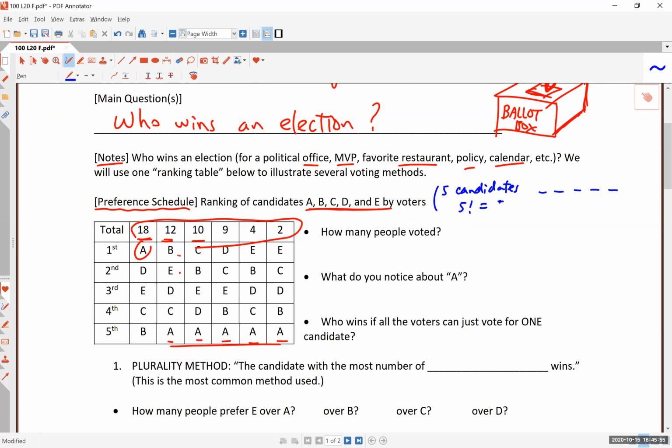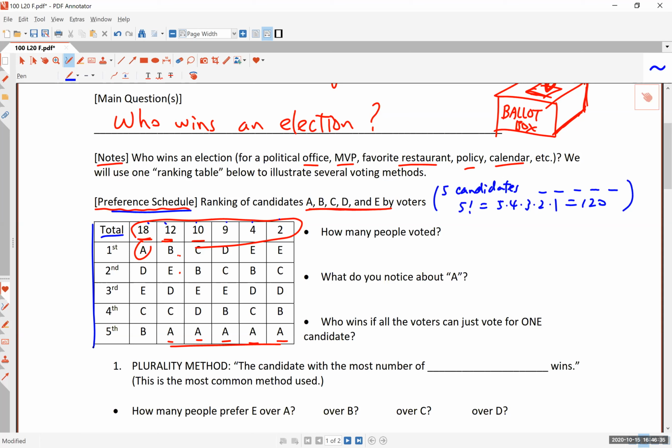That's 5 factorial. What I'm saying is there are 120 different ways to rank candidates if you have 5 candidates. That's a lot of ways, right? And right now you have 1, 2, 3, 4, 5, 6. So 6 out of 120 possible rankings are represented in this preference schedule. This whole table is called the preference schedule, and you will see this is the fundamental thing when we decide who the voters are going to choose. In every election method we study, the preference schedule is what we will start with.